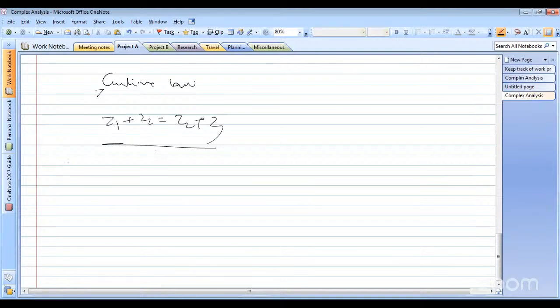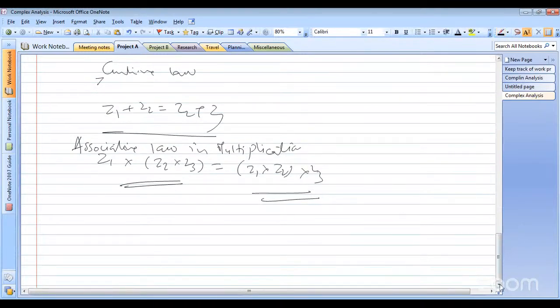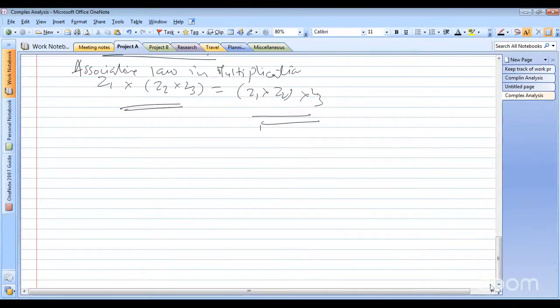Associative law in multiplication: z1 into z2 into z3 is equal to z1 into z2 into z3, grouped either way. So this is also the same for the multiplication part. Then the existence of the multiplicative identity, denoted by 1. So 1 belongs to C, such that z into 1 is equal to 1 into z is equal to z.